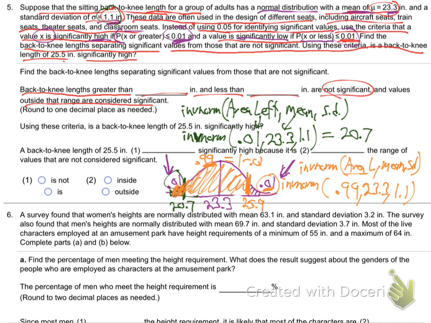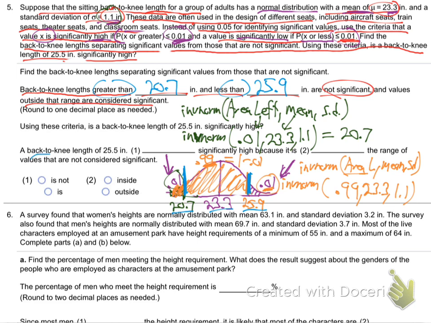So in other words, if you want to go from the lowest 1% to the highest 1% of back-to-knee lengths, it goes from 20.7 to 25.9, the middle being 23.3. That'll give you the lowest 1% and the highest 1% of all people as far as back-to-knee length when they're sitting. So greater than 20.7, less than 25.9.